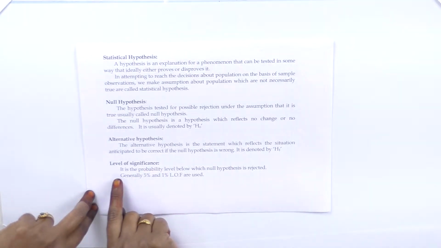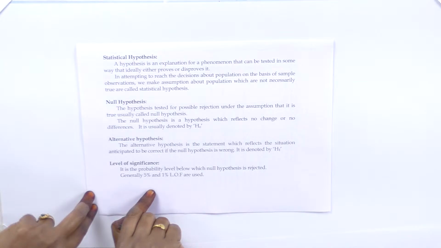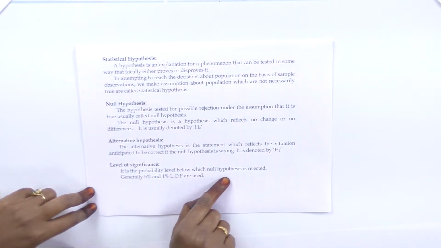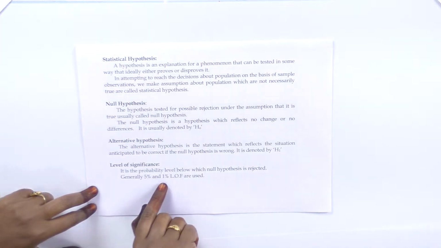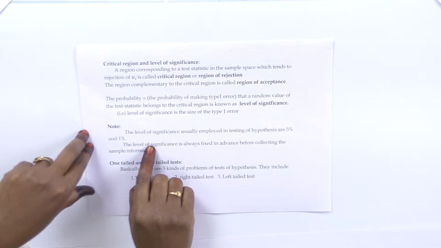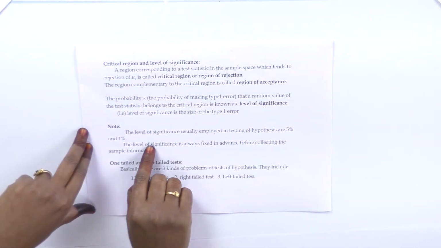Level of significance under testing of hypothesis. We have two categories: one is the 1% level, another one is the 5% level, that should be used in sampling. It is the probability level below which the null hypothesis is rejected. Generally 5% and 1% levels of significance are used. Under the level of significance, we have two cases: one is the critical region, another one is the rejection region.